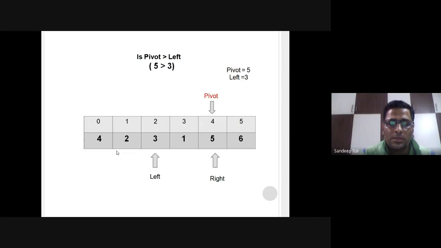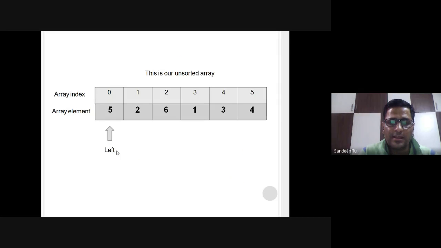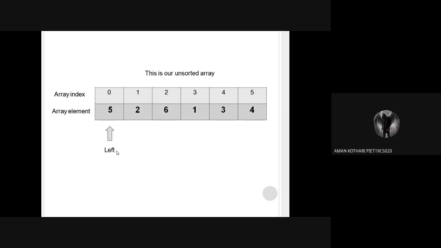Just look at that first slide. Suppose I took 6 as the pivot element. Then what will we do? Suppose we start checking from the right, it means 4. So only one swap is required to put 6 at its position. Yes or no?